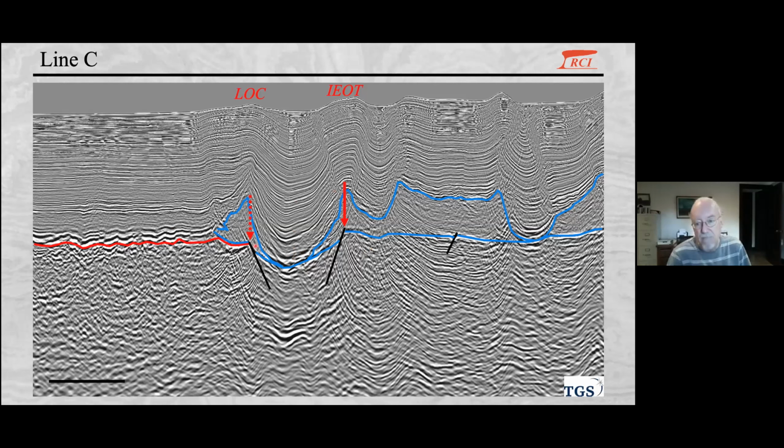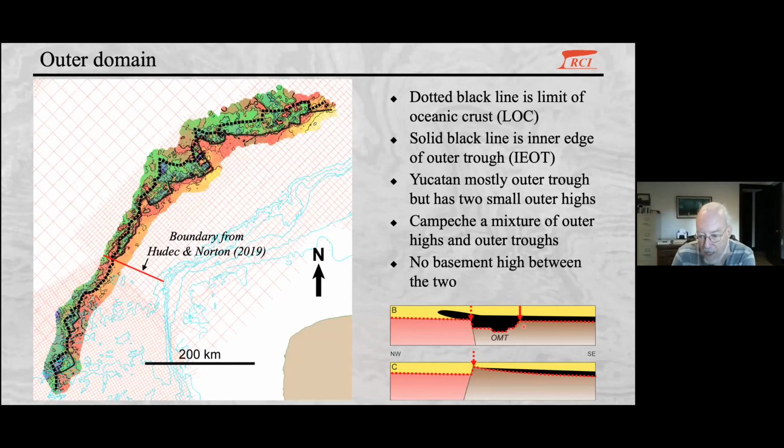All right, well, let's get to the meat of it. There are lots of examples, but that's all I can show. This is that map. Again, it's a map on the combination of the base of the in-place depositional salt, not a allochthonous salt, and the top of oceanic crust. The dotted black line is the limit of oceanic crust, and then the solid black line is the inner edge of the outer trough. And this is that corner of the carbonate platform and of Yucatan here, and this is that boundary from Hudec and Norton, suggesting two sub-basins.